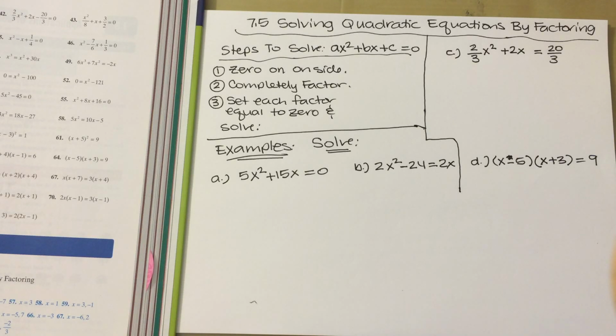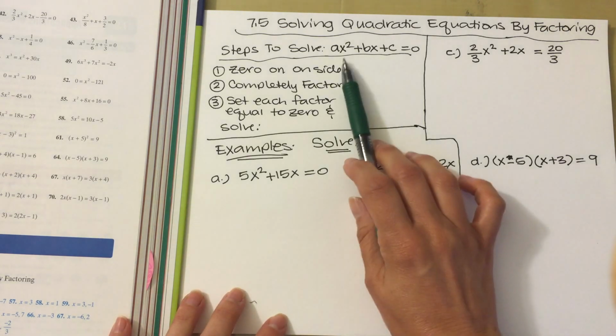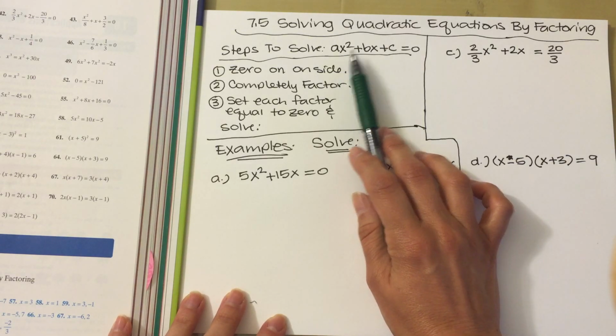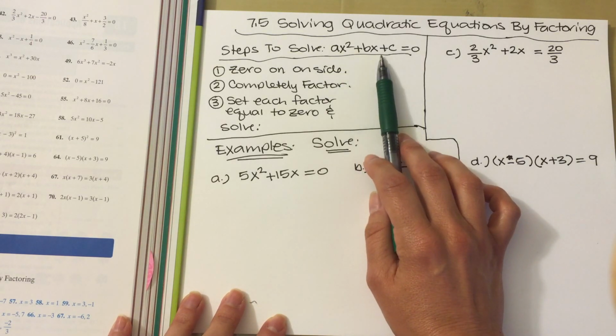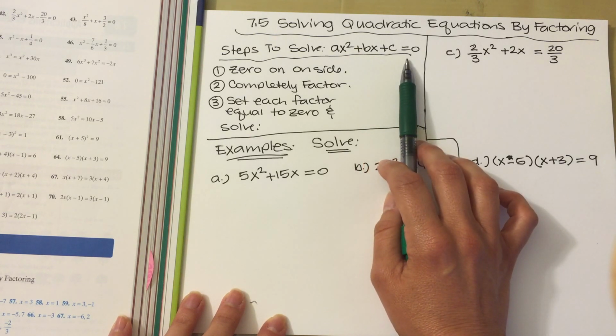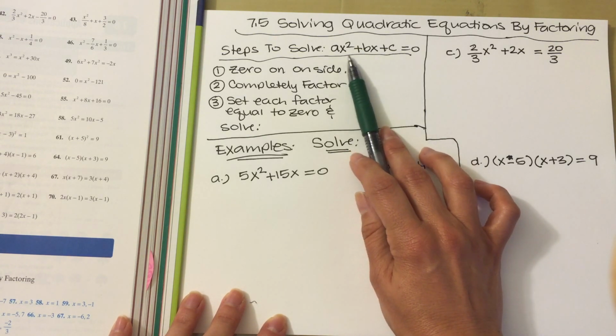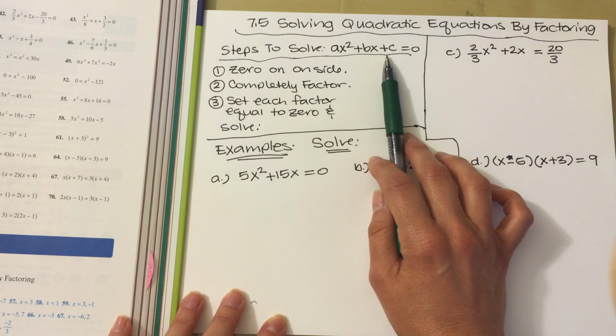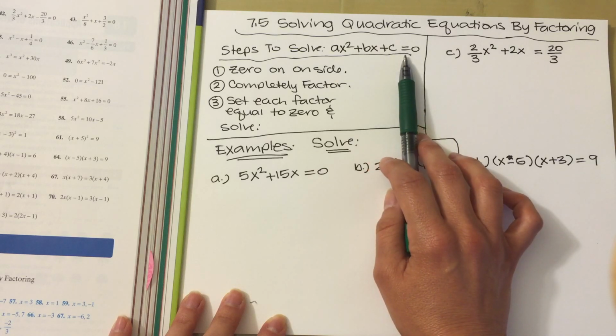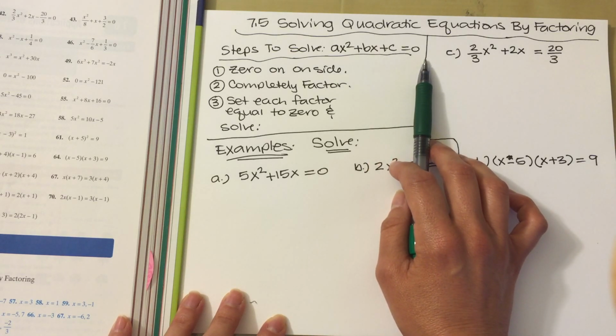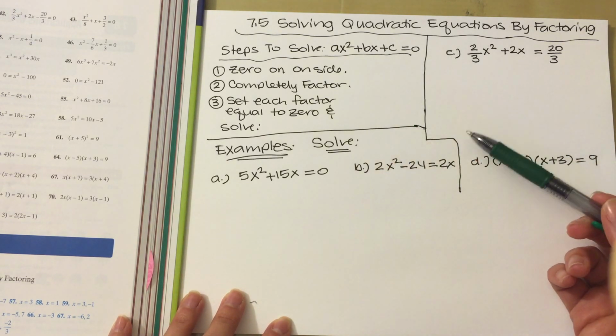7.5, solving quadratic equations by factoring. So let's take a look at the steps. A quadratic equation is an equation of the form ax squared plus bx plus c equal to 0. So essentially, we have a trinomial like we have seen many times before that we have factored, and then we have equal to 0.